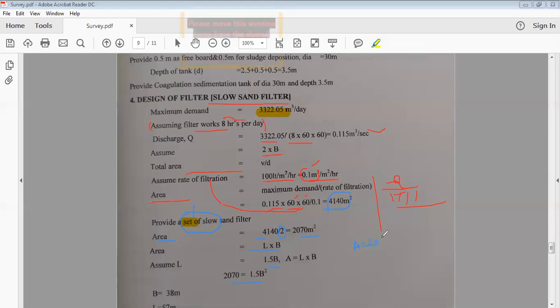So now assuming length is so much of breadth. Okay, 1.5 times you take. So area is this much. So if you multiply this, you will get a breadth answer. Again, you substitute to the ratio 1.5b, you will get length also. Okay. So that is how we have calculated slow sand filter.